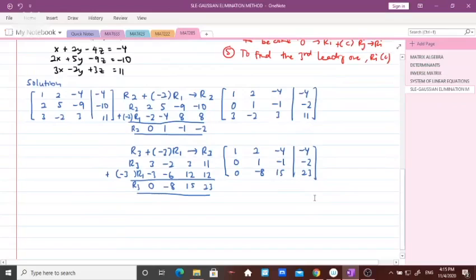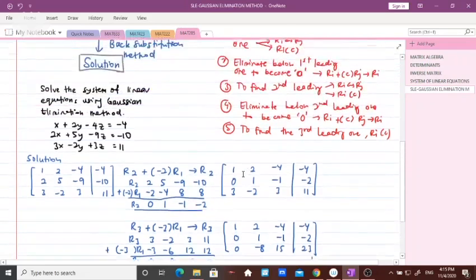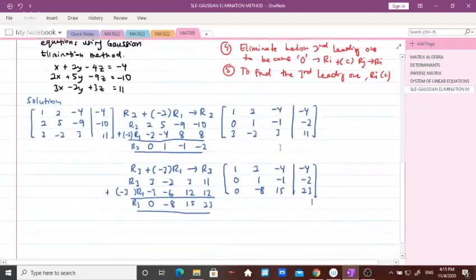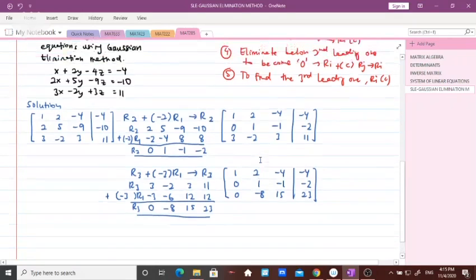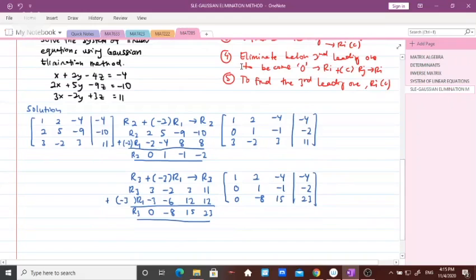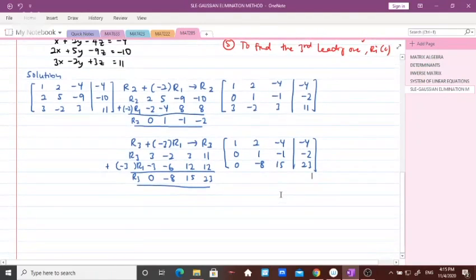Right. Okay, we have settled the first leading one, and below first leading one are 0 elements. Okay, next step, third step, to find second leading one. So we already have the second leading one here. So we can proceed to the next step, that is to eliminate below second leading one to become 0. So the row to eliminate is R3.